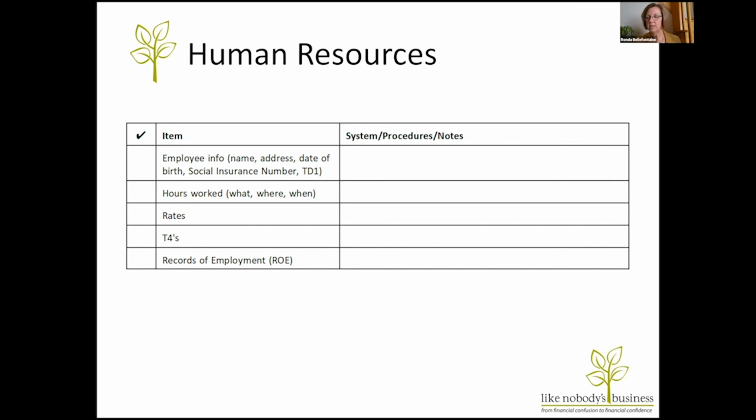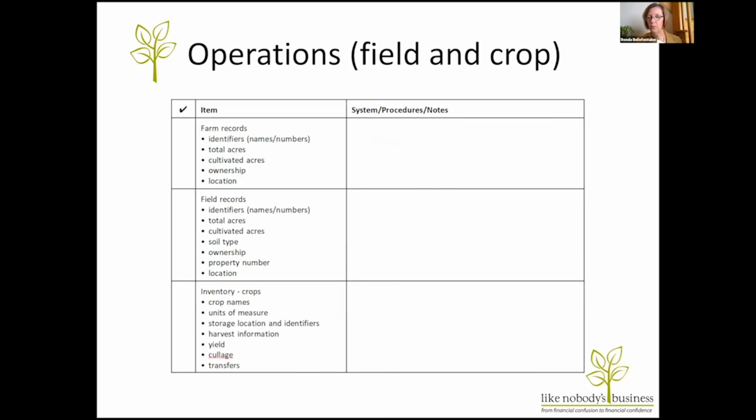The last section or type of records that I'm going to go through is the operations and field crop records. And I'm not going to go through each of these individually, but these are the types of information that the crop recording systems that I've had experience with, these are the types of things that you can track. So there's farm records, field records, inventory, so measuring the inventory on your crop, where those crops are stored, harvest information, yields, transfers of inventory from one storage to another. Those are the different types of records that you can keep on your inventory.